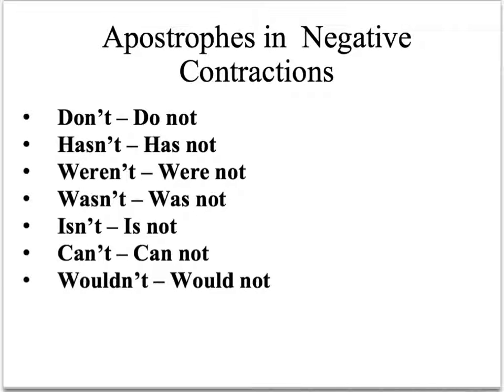Apostrophes in negative contractions, here are some examples. It's very similar to what was done in the previous unit. Don't is D-O-N apostrophe T, that's do not. You take out the O, you put an apostrophe, and you get don't. Hasn't is has not. Weren't is were not. Wasn't is was not. Isn't is is not. Can't is cannot. And wouldn't is would not.